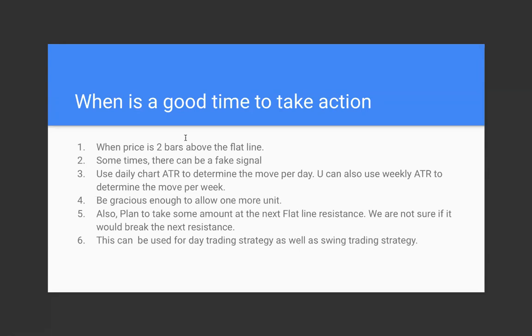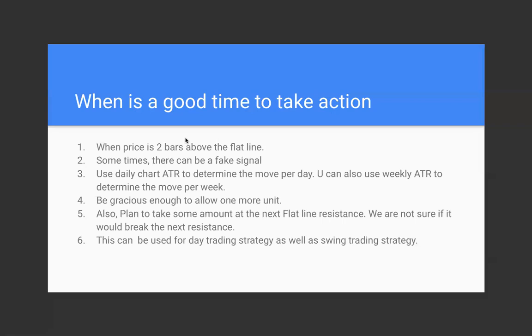So now the third thing is to use the daily chart ATR to determine the move per day. As I showed you, the ATR can tell you what the move will be. And when I say ATR, if you are looking at a weekly ATR, don't say I'll only trade for this week. Give a buffer, give next week, so that it gets enough time to get closer to that. And whenever it reaches the next flat line support or resistance, take some profits out, because you never know if it is going to cross the next flat line support or resistance unless you use the other indicators.